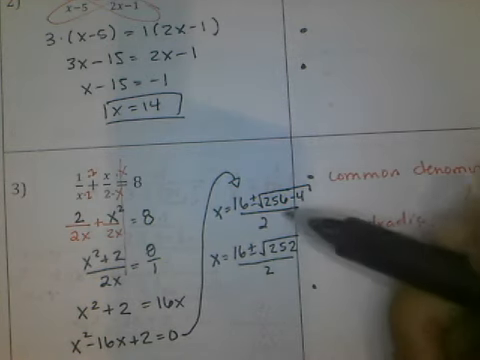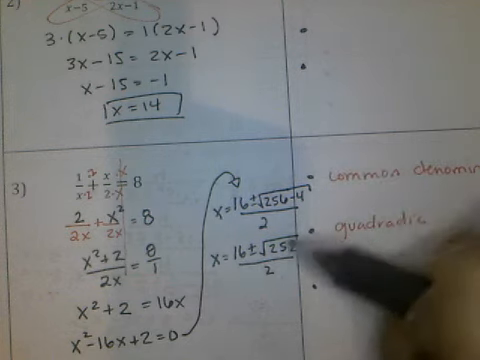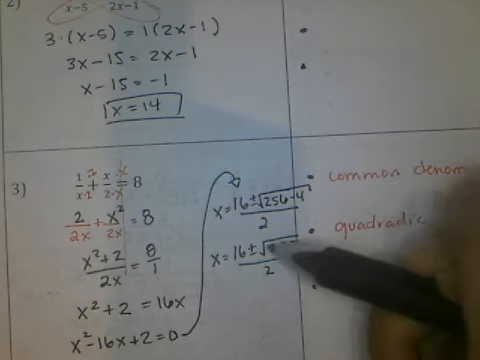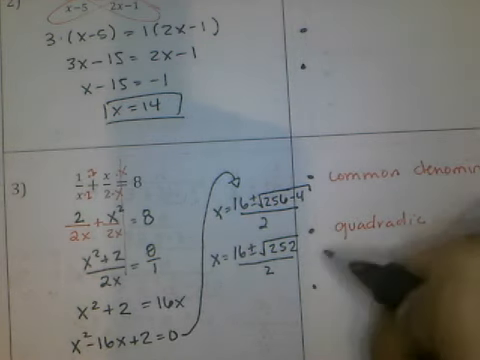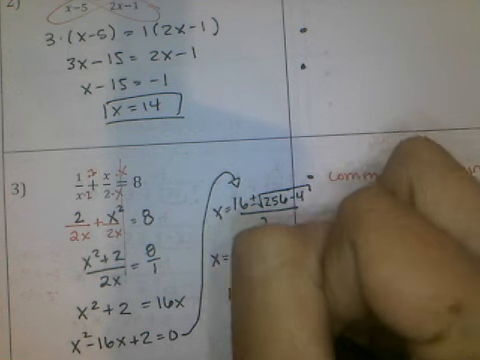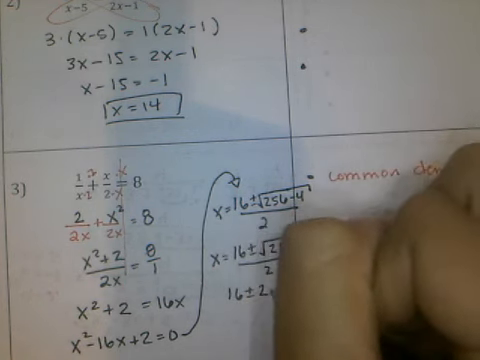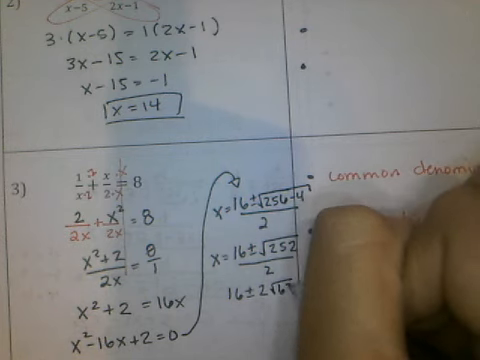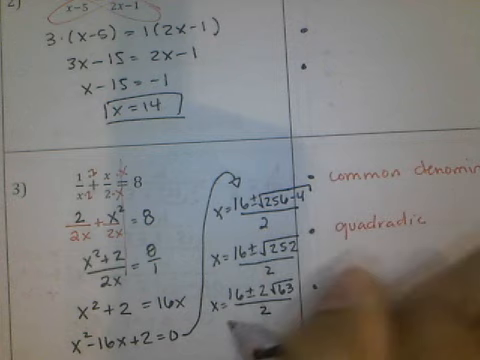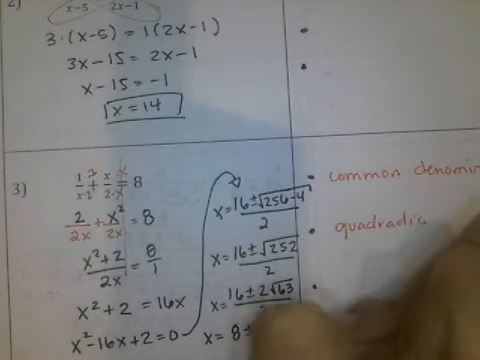If you think about it, 16 times 16 is 256, which means 4 times 64 is 256, but we subtracted a 4, so this is actually 4 times 63. And so we would take out that 4, and we would get 16 plus or minus 2 root 63 over 2. Can divide the 2 from both, which gives me 8 plus or minus the square root of 63.